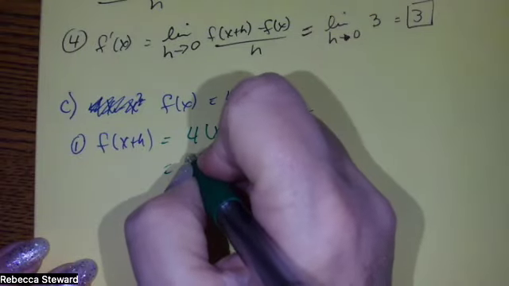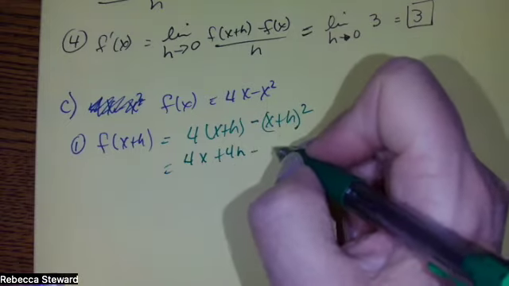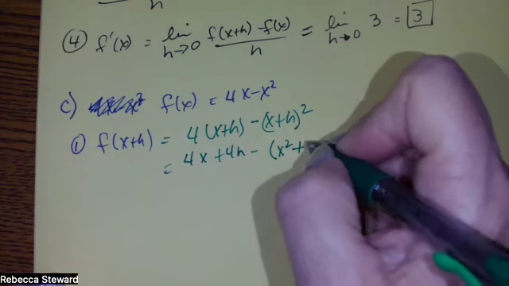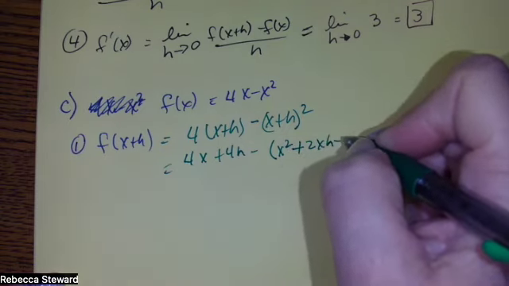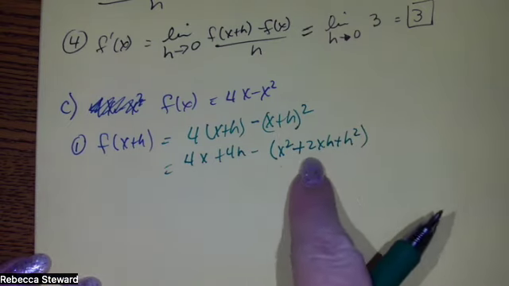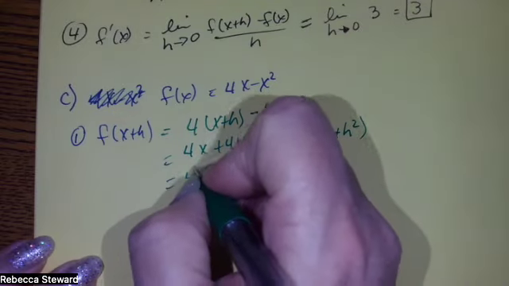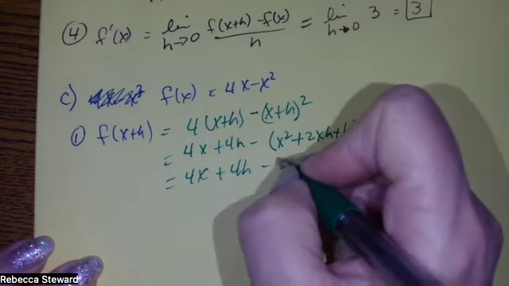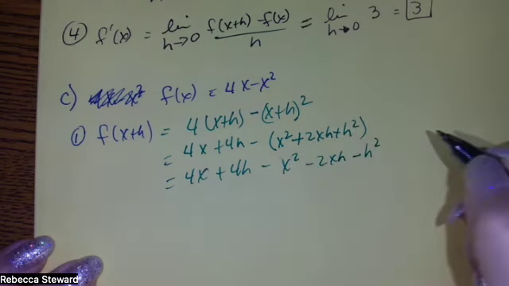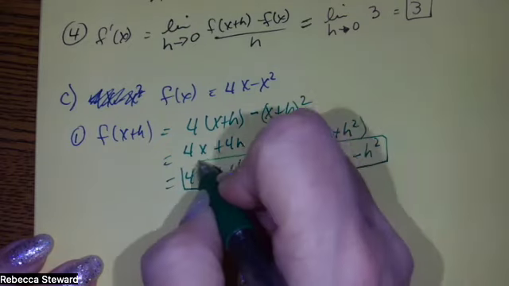So this will get us 4x plus 4h minus our x squared plus 2xh plus h squared. As long as it's still the same thing in there, that's always going to be that answer. All right, let's distribute our negative. We get 4x plus 4h minus x squared minus 2xh minus h squared. All right, that's the part for this one.